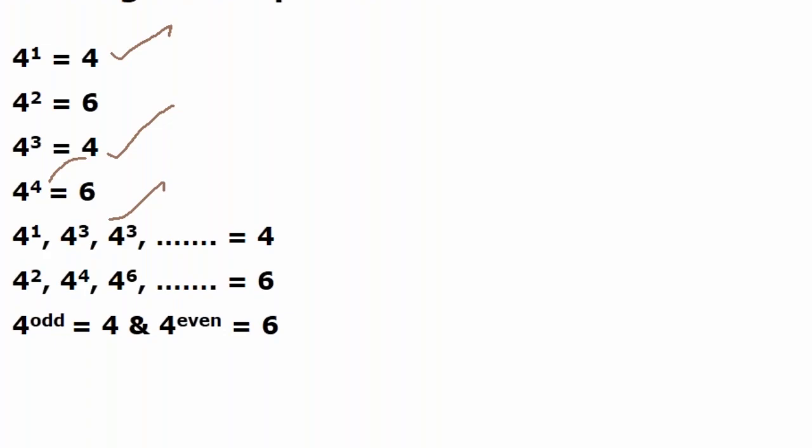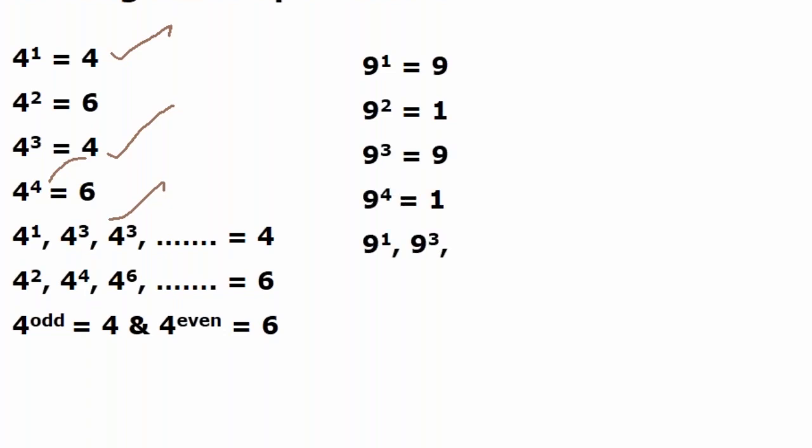Similarly, the same condition applies for 9 also. 9 power 1, 9. 9 power 2, 81, means 1. 9 power 3, 729, means 9. 9 power 4 is 1. If you don't know the value of 9 power 4, what will you do? 9 power 3 into 9. 9 power 3 ends with 9. 9 into 9 is 81. So 81 is not the value of 9 power 4, but 9 power 4 ends with 1.